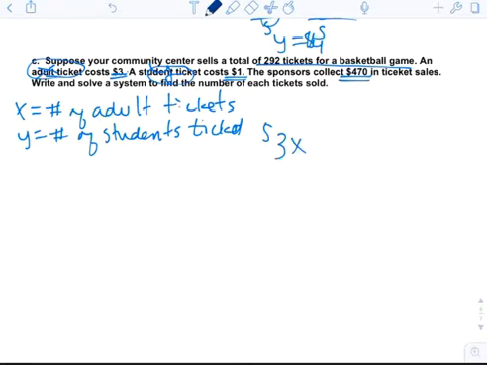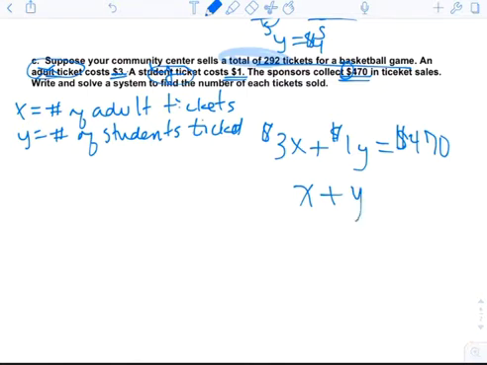So 3x, that's $3 times the number of adult tickets, plus 1y, that is $1 times the number of student tickets, is going to equal the other dollar amount, which is $470. But we have a total of this many tickets. We have adult tickets plus student tickets, and it has to equal a total of 292 tickets altogether. That's what it says here.